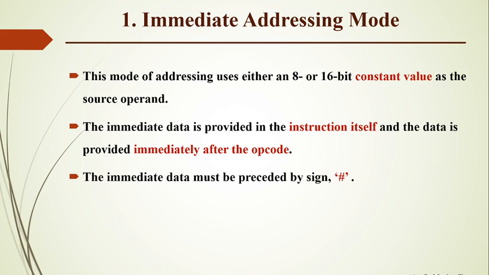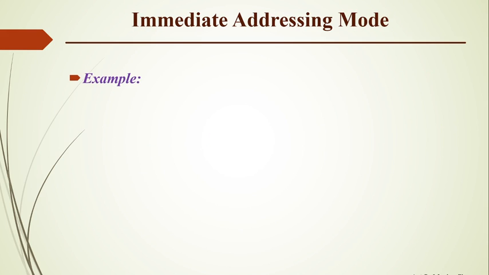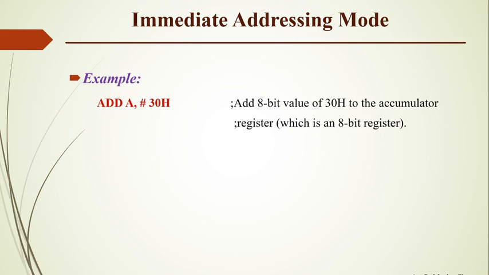This immediate data must be preceded by the sign hash. This addressing mode can be used to load information into any of the registers, including the 16-bit register, that is DPTR. Let's see an example so it will be more clear. Here is the first instruction, that is ADD A, #30H.